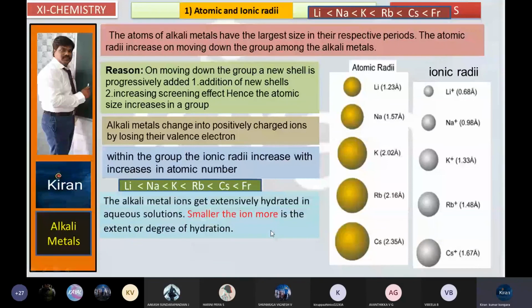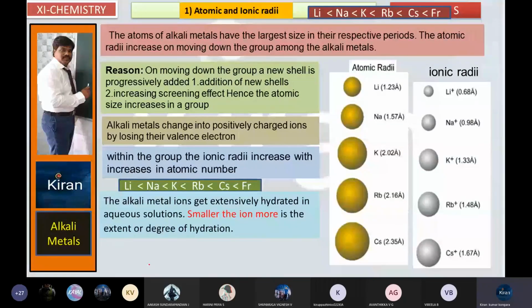The alkali metal ions get extensively hydrated in aqueous solutions. Smaller the ion is, more the extent of degree of hydration. Very important point. See here, when you observe the ionic radius, which is the smallest ion here? Lithium is the smallest ion. Smaller cation always has higher hydration energy, higher hydration enthalpy.